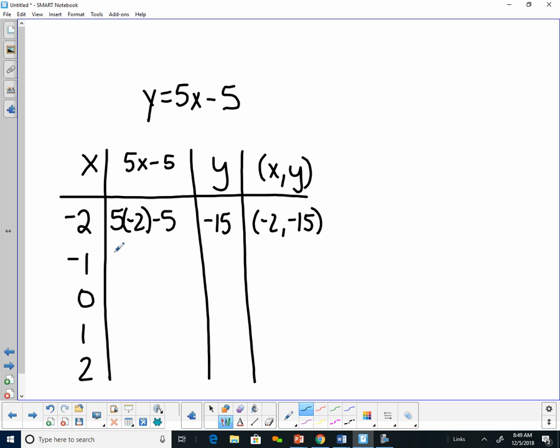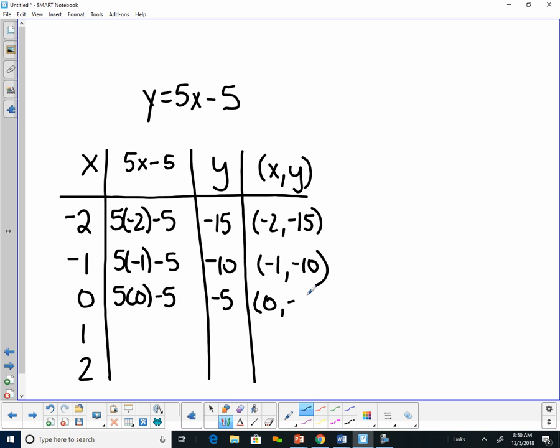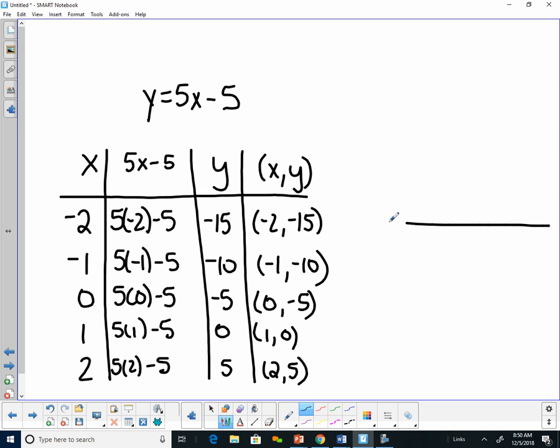All right, now we're going to plug in -1. So 5 times -1. Go ahead and do that. It's going to be -10. Plug in my 0. It's -5. Plug in my 1. Plug in my 2. And those are my ordered pairs. Then we would go to our graph, and we would graph.